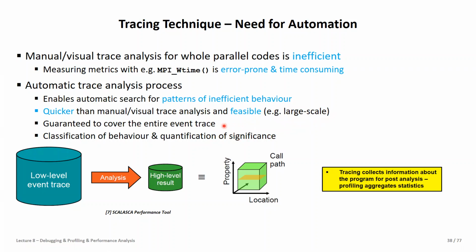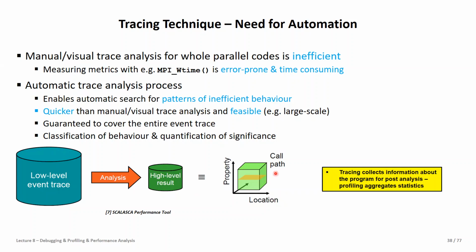And it covers the entire trace. It's also good that a human doesn't overlook something. And then you really have the opportunity to classify some of the behavior in an automated fashion, or quantify its significance. So when you want to have this process explained a little bit, you would have a low-level event trace of what's happening in your application. You do an analysis on it and have a report which has some results. And then it really shows you that in certain call paths within your specific application, you have certain properties and locations which you can identify.